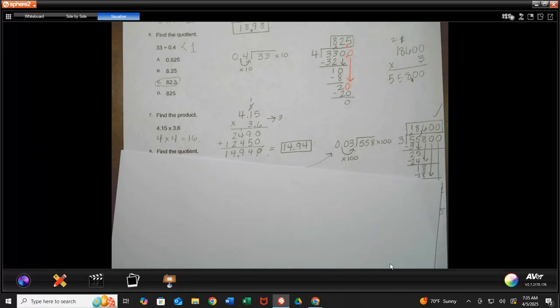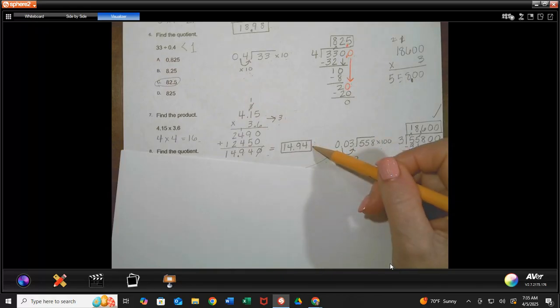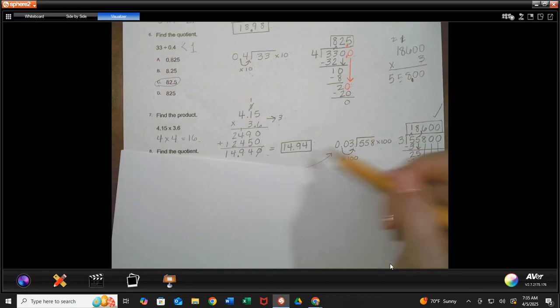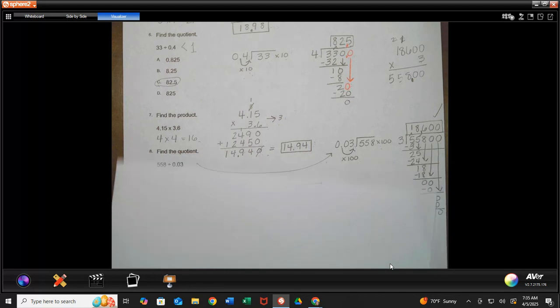Guys, 14 and 940 thousandths is equivalent to 14 and 94 hundredths. I don't need the zero in the thousandths place because it holds no value. So 14 and 94 hundredths should be my answer. If you did enter it as 14 and 940 thousandths, it would be counted correct because that is an equivalent answer. All right, let's move on.